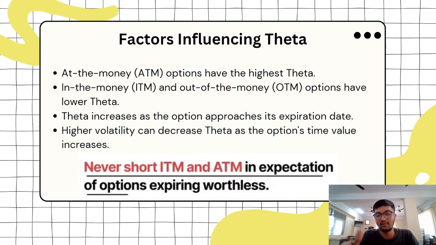If the time to expiry is very nearby, as an option buyer you're going to lose money. As an option seller, you're going to make money. But you don't have to short in the money and at the money contracts. There's a possibility that you make more money when you're shorting out of the money contracts.